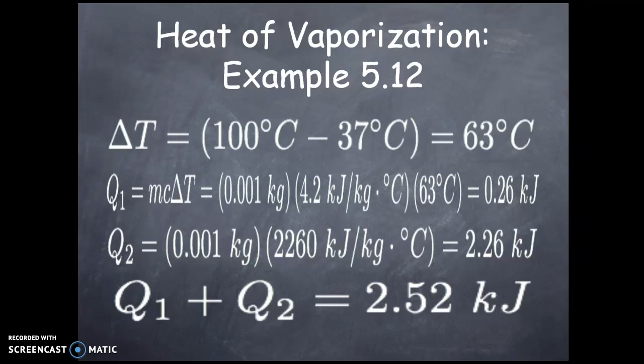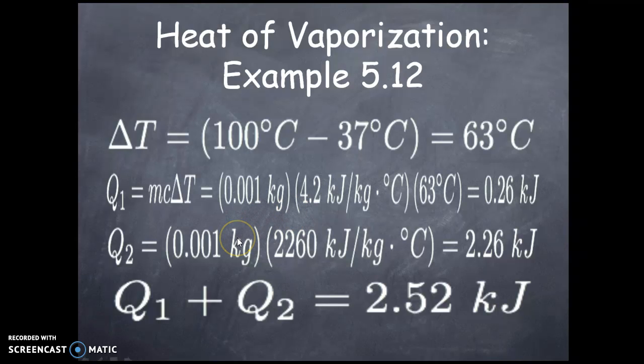So let's look at the first, which is 1 gram of water at 100 degrees Celsius. In order for it to go from 37 to 100 degrees Celsius, it's going to be mc delta T. M is the mass of the water and c is the specific heat, and delta T is 63. So when you calculate it, it's going to be 0.26 kilojoules.